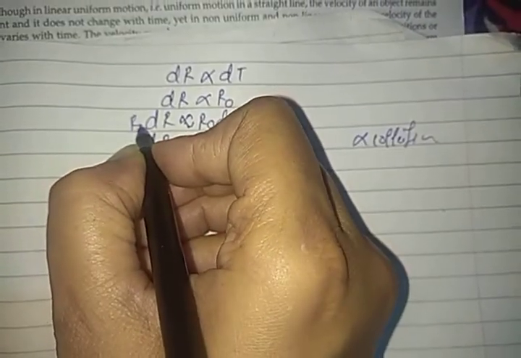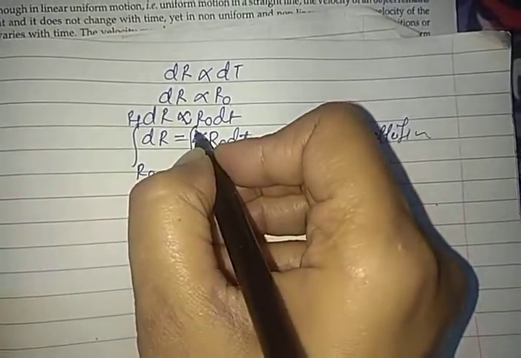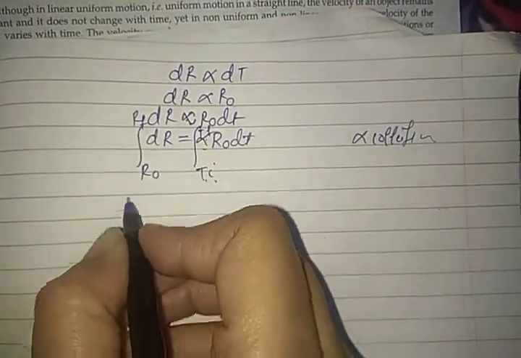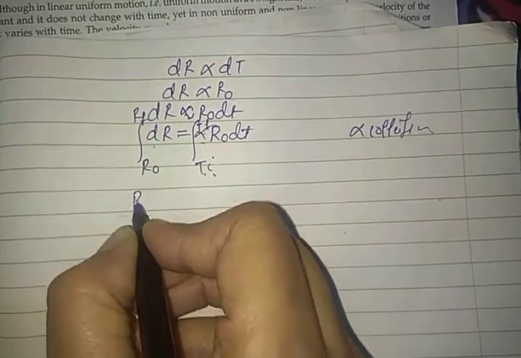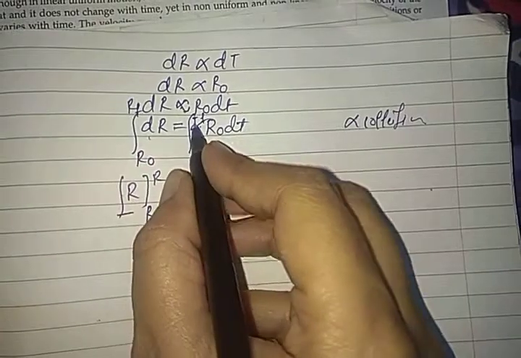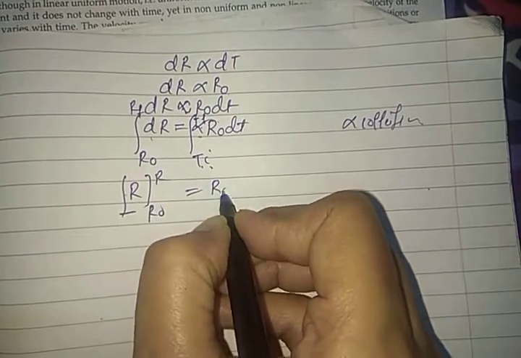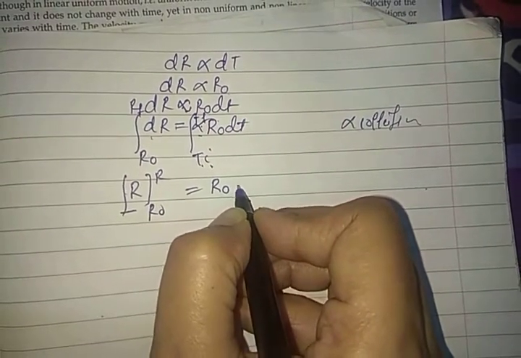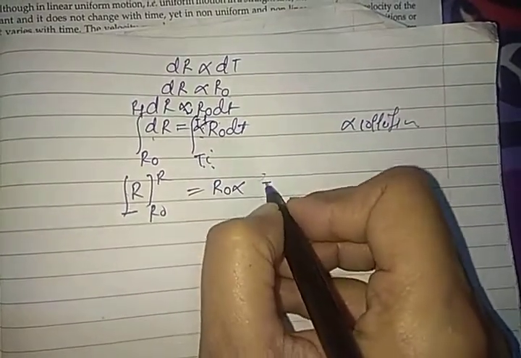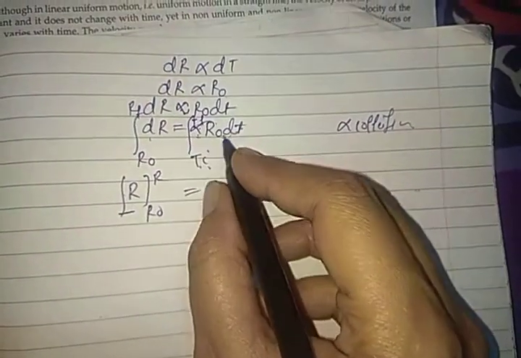Now to integrate it, we need proper limits. So apply the limits: R0 to Rf, the final resistance, and from Ti to Tf, temperature initial to temperature final. Now integrating dR gives R, from R naught to R. Now we have to take out the constant terms. R naught is constant and alpha is also constant.